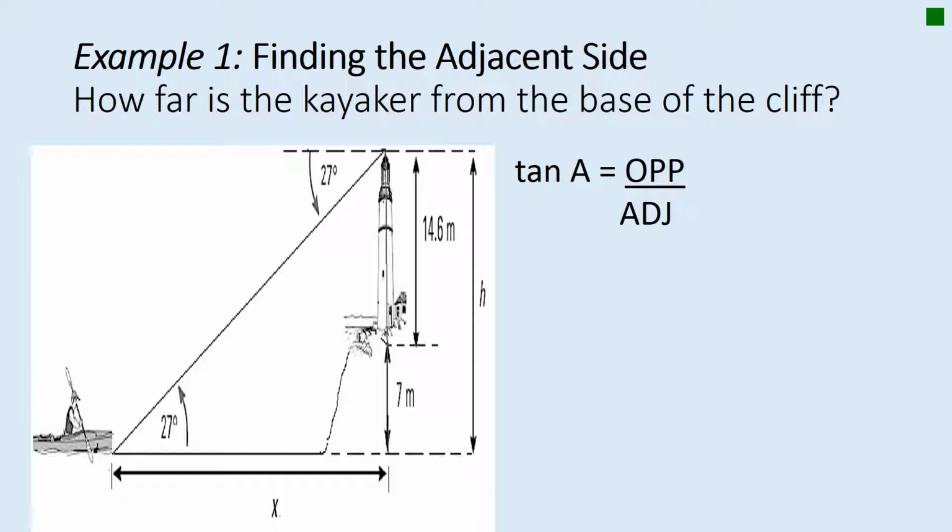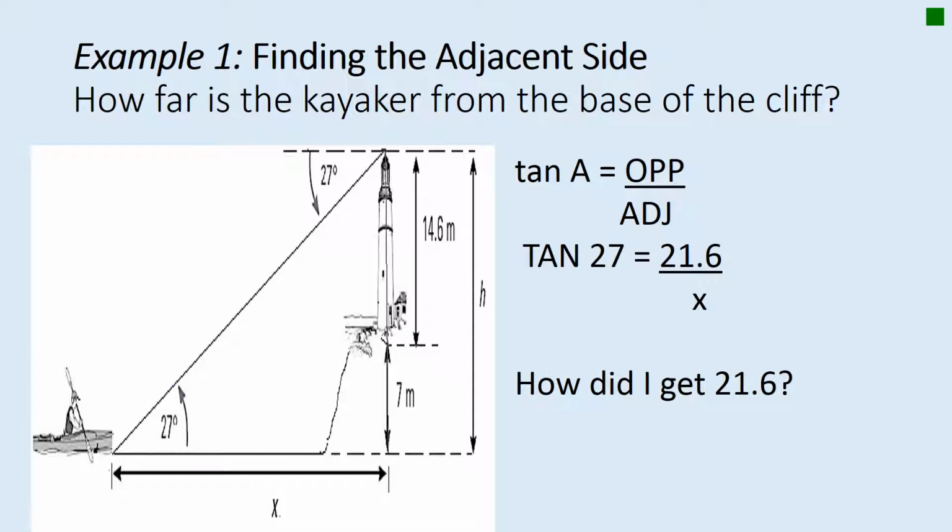So we know this angle is 27. So we should have tan 27 is my opposite over my unknown adjacent x. Now how did I get 21.6? So my height is the whole height of this triangle here. So I had to add 7 plus 14.6 to get 21.6.